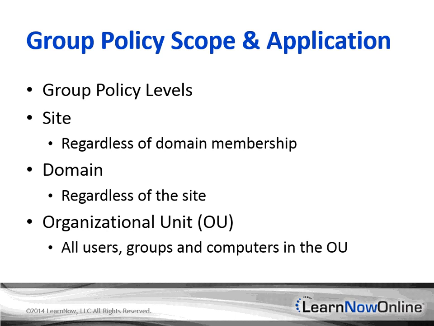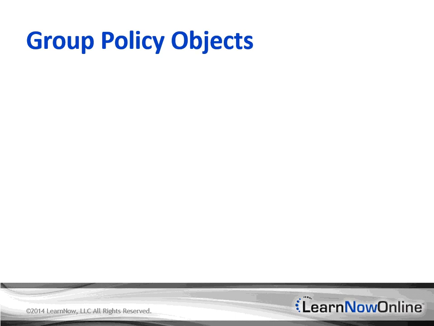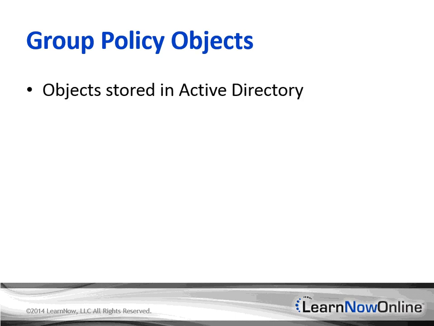Group policy application is the Active Directory mechanism for deploying group policies. When the computer boots up or a user logs on, the computer downloads the latest group policy settings and applies them. Group policies are actually objects stored in Active Directory, and they comprise two parts.